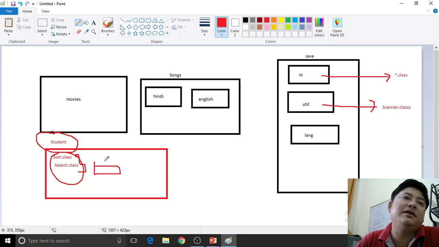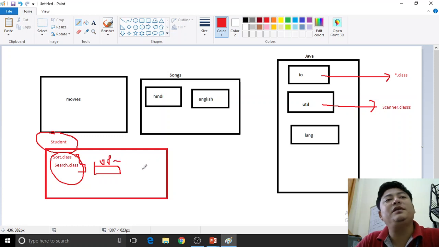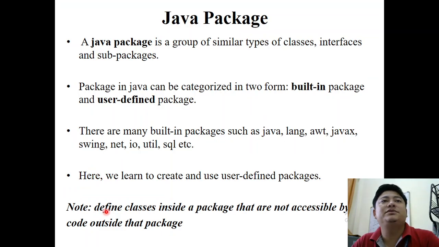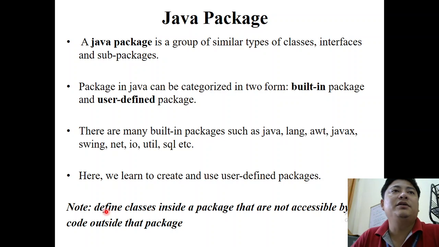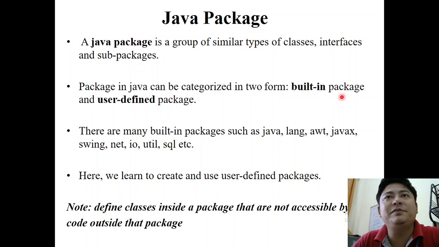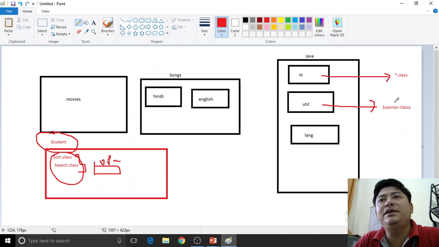You can give it some logical name, like for example operation. In this way you can organize your own package in a logical fashion. It is very helpful whenever you work with large projects. So for Java packages, there are two categories: one is built-in package and the other is user-defined package. I've just given you the example of a user-defined package. Built-in package means, for example, inside the utility package you have the Scanner class. It's already there. You simply need to import it and then use it.